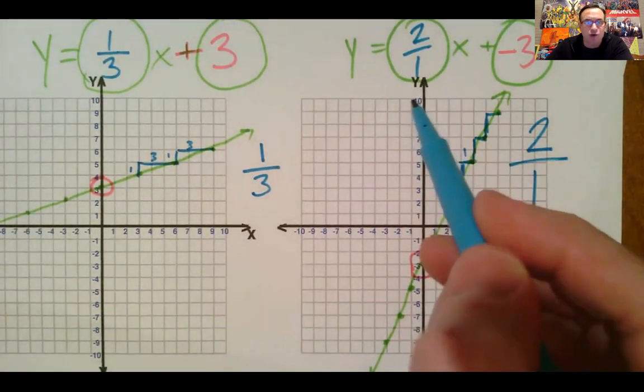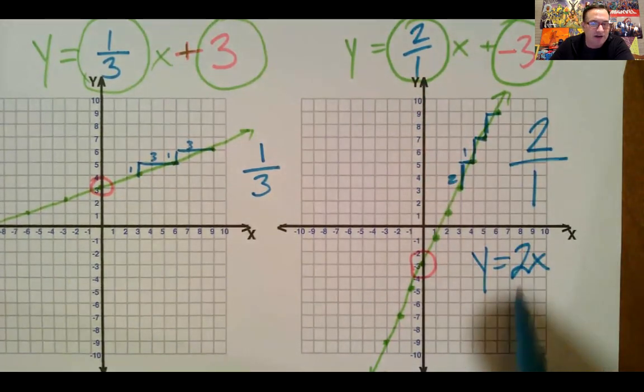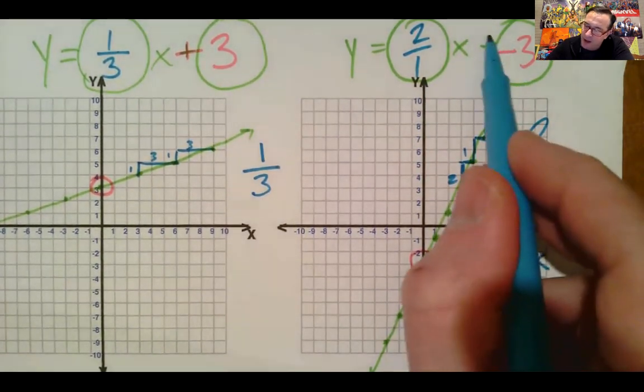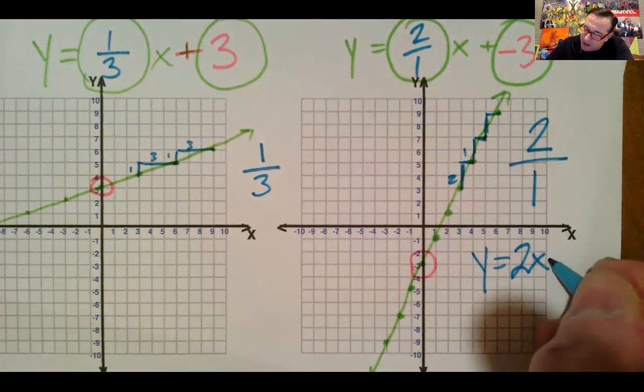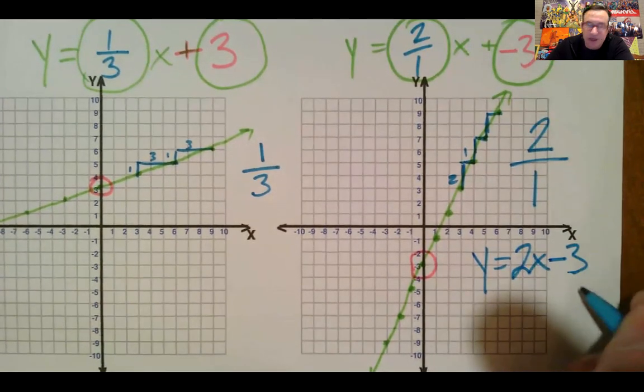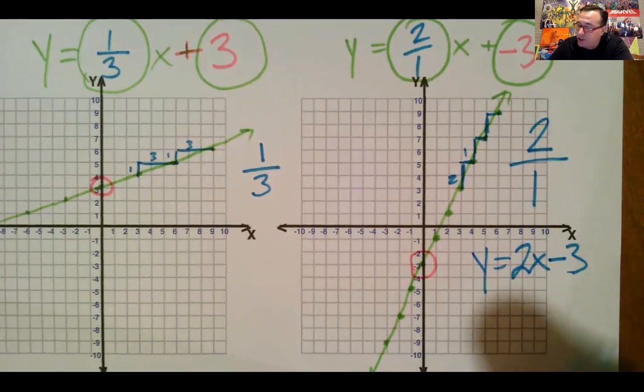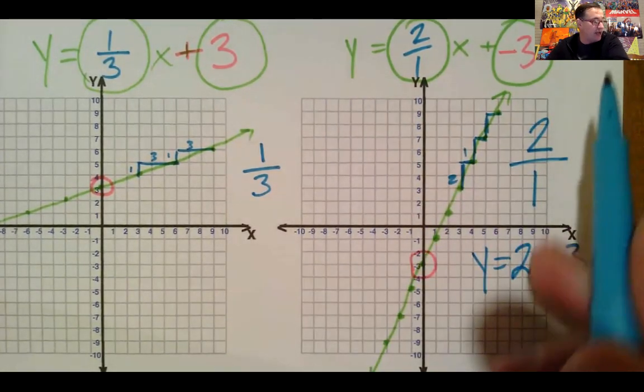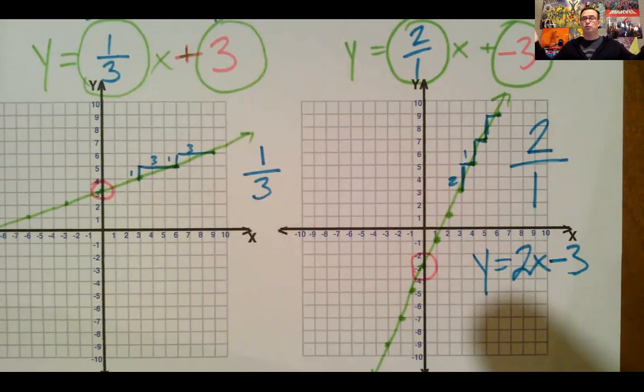If I make a slope, I do over 1. If I want to write it as an equation, I don't have to put the 1 on the bottom. Plus this -3, I could just write this as -3. That gives me the entire equation. This is the simplest way of writing this thing right here. So what we have right here, we should be fine.